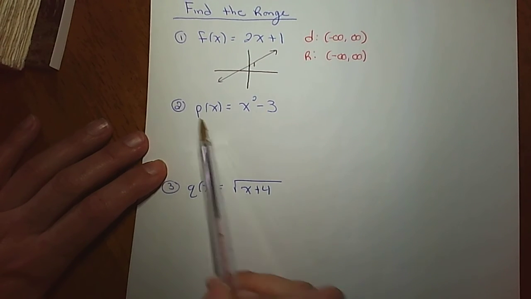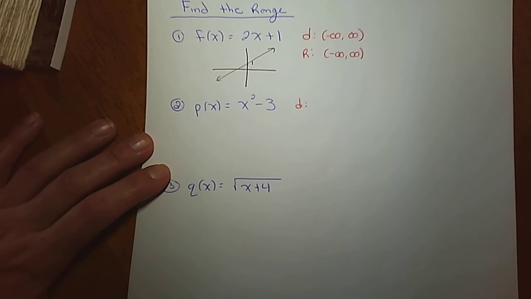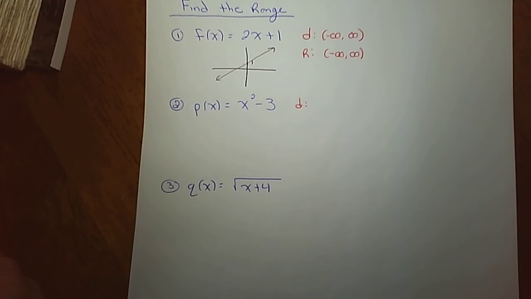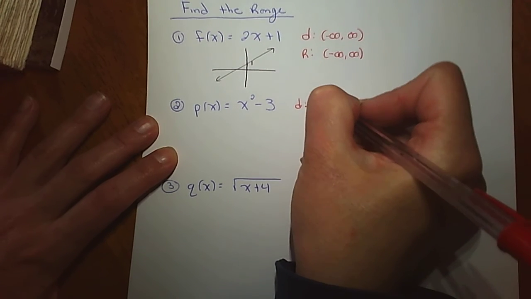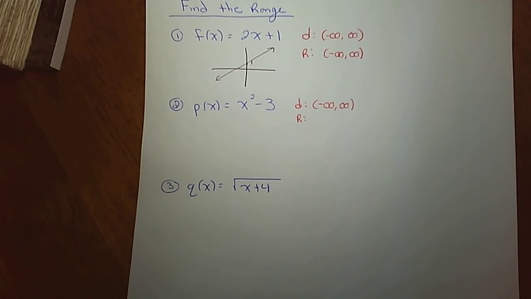Okay, let's talk about this one. Always do the domain first. What would the domain for this one be? Well, all real numbers, right? It's not a fraction or a radical. Now, to do the range, we want to think about what it looks like.